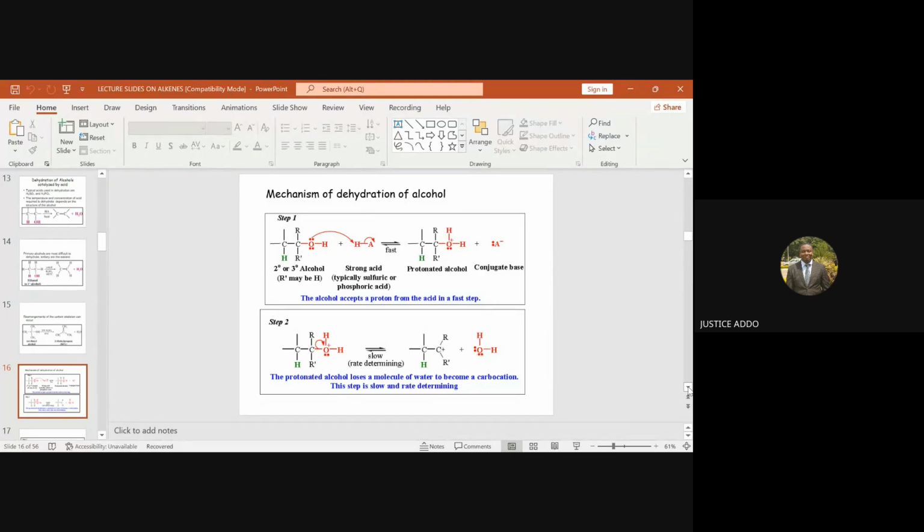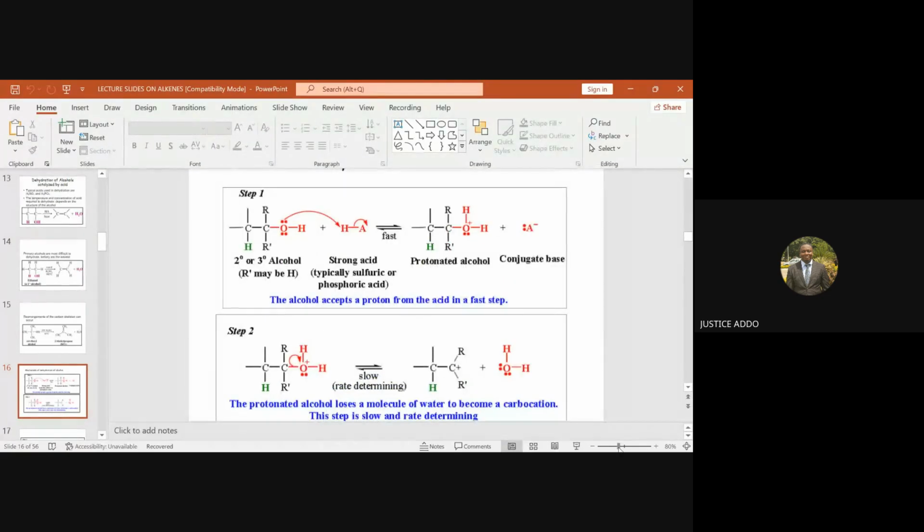Of course, in an exam, I will not ask you to show the mechanism, okay? But I'm just giving this because some of you will be majoring in chemistry. So for the sake of our chemistry major students, they will need these things the more as we move on with the program. So there are 3 steps involved in the mechanism.